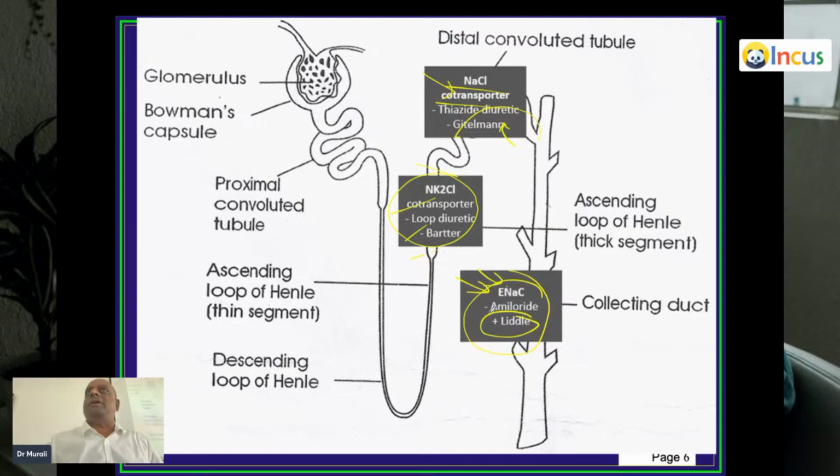Bartter is loss of function or gain of function? Loss of function. What is lost? Sodium potassium 2 chloride channel. Then Gitelman is loss of function of the sodium chloride co-transporter in the distal convoluted tubule. Whereas Liddle is an example of gain of function mutation. Who is activated? Epithelial sodium channel. That is what you need to emphatically remember for tomorrow's exam.